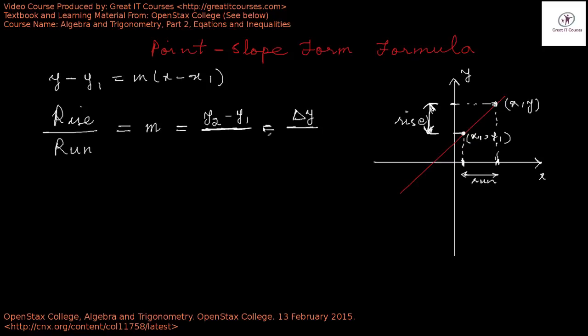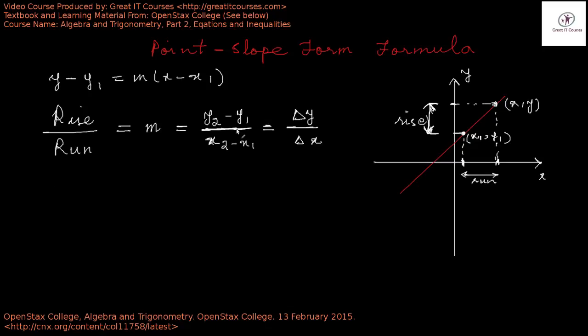In mathematics, any sort of change could be denoted by delta, for example y2 minus y1, or any other sort of change. And then you need to divide this by the run, which is the change in x, which is x2 minus x1, and you can denote this by delta x as well. So this is something that you just need to be familiar with. It's not that important here.